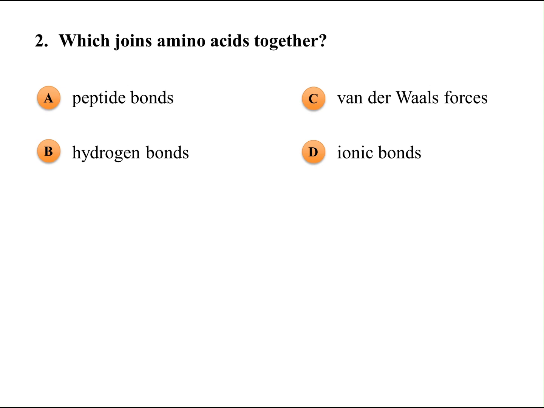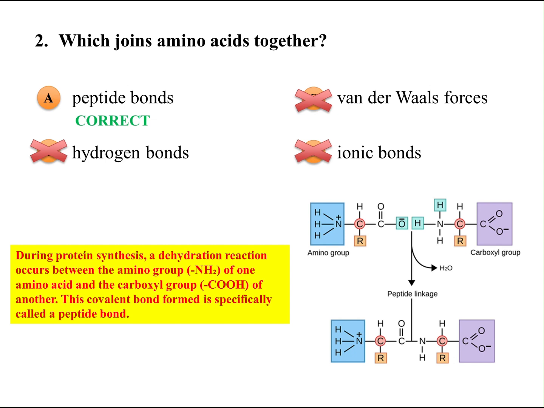Which joins amino acids together? The correct answer is peptide bonds. And during protein synthesis, a dehydration reaction occurs between the amino group of one amino acid and the carboxyl group of another. And this covalent bond formed is specifically called a peptide bond.